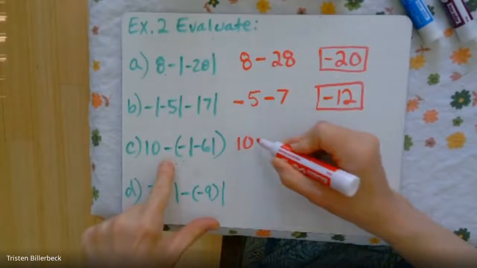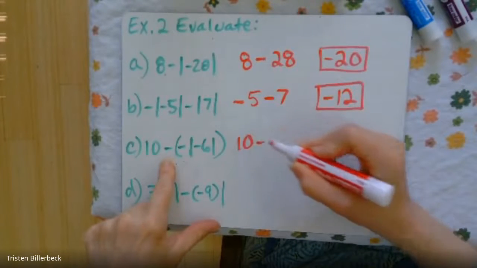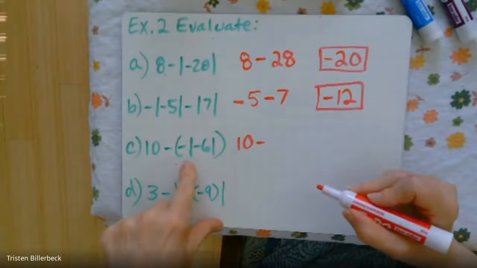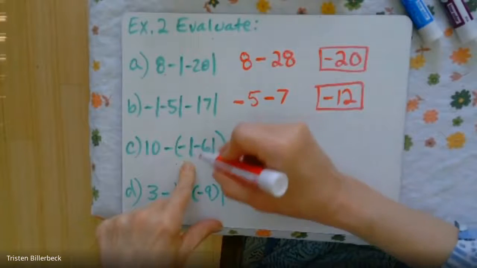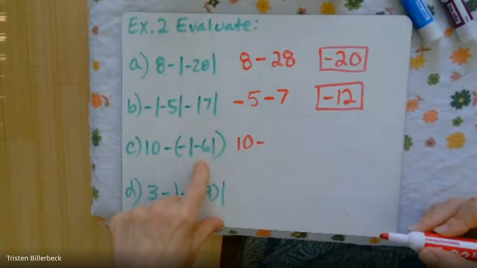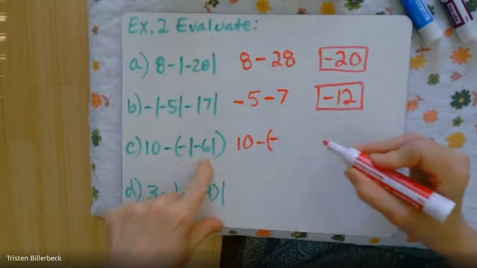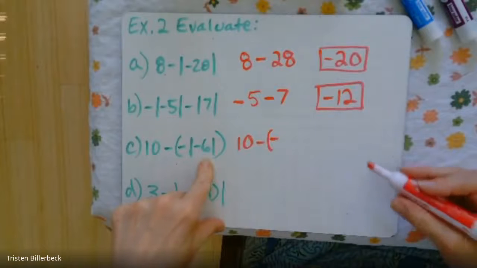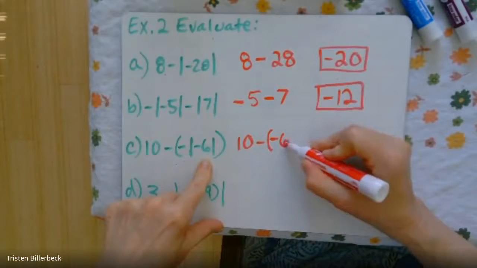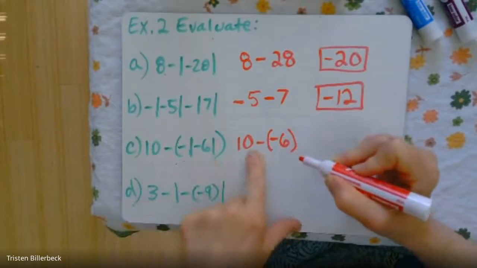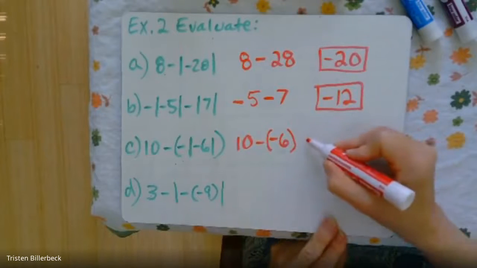So we have 10 minus, and then we have another minus in parentheses. So we do parentheses first. Actually, we do absolute value first because that's a grouping symbol as well. So we have negative, and then the absolute value of negative 6 is 6. So now we do this parentheses.